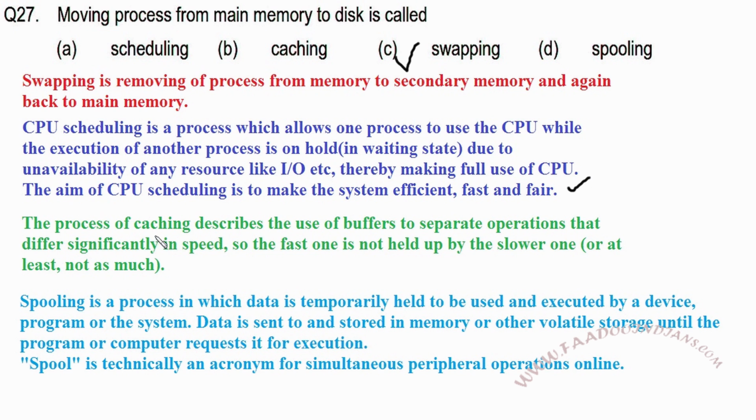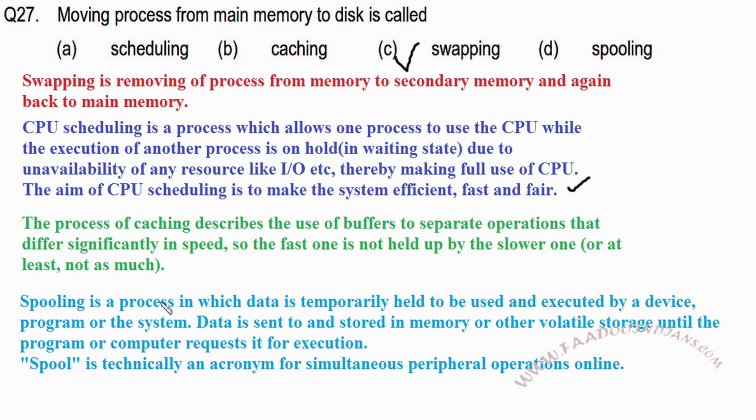Now we'll do caching. It describes the use of buffers to separate operations that differ significantly in speed. So the fast one is not held up by the slower one, or at least not as much. This is caching, happens in browsers also.